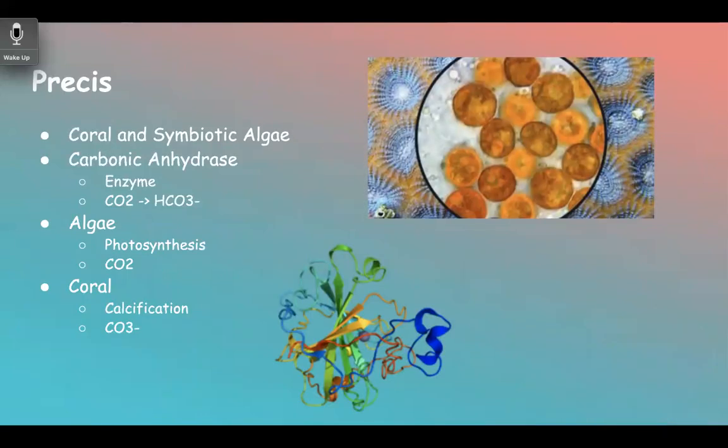So to begin, coral need to calcify in order to house symbiotic algae. These algae can provide up to 90% of the coral's energy. Carbonic anhydrase is an enzyme that is able to interconvert CO2 and HCO3, which means that it can turn carbon dioxide into bicarbonate and bicarbonate into carbon dioxide. This is very useful for both the algae and coral because the algae is able to use the CO2 to photosynthesize and the coral is able to use the CO3 to calcify.